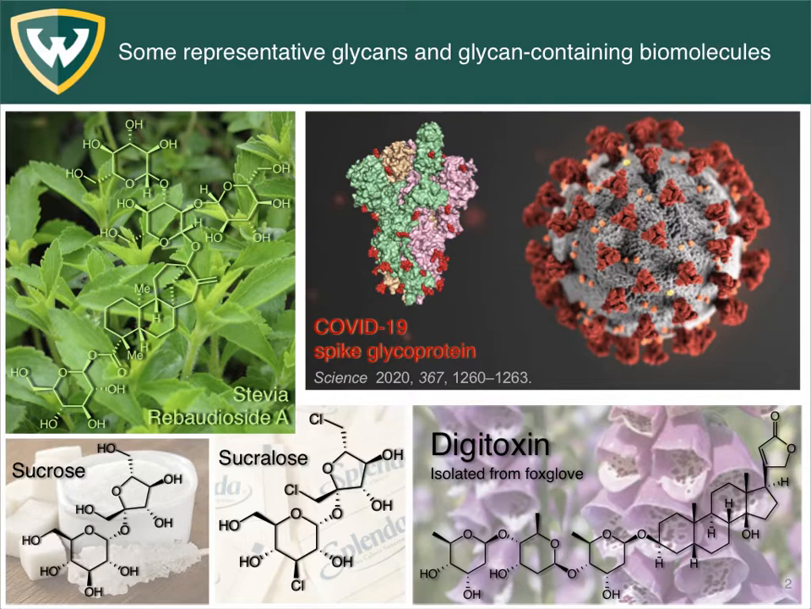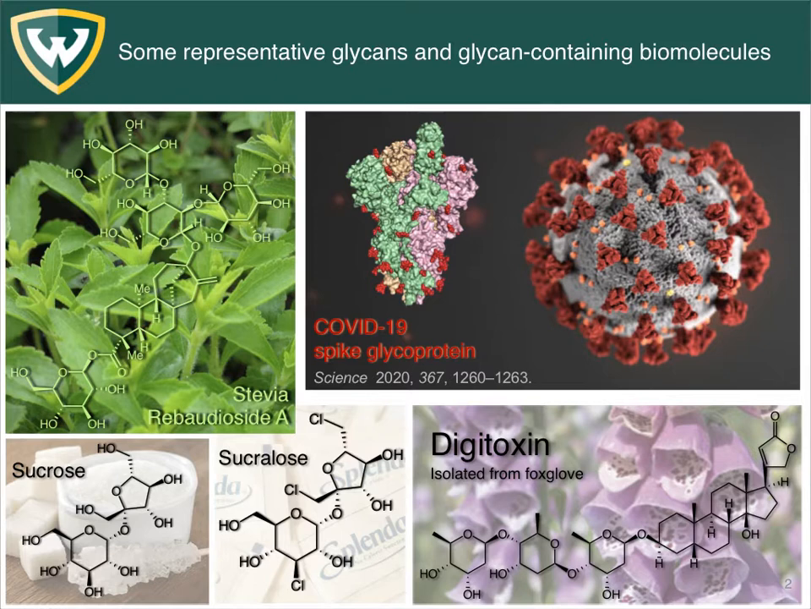On this slide, you can see a few examples of complex carbohydrates, ranging from sweeteners like sucrose, which is table sugar, sucralose, Splenda, and rebaudioside A, which is the natural product extract of stevia, the sweetener in stevia, all the way to digitoxin, which is a compound isolated from foxglove that has a steroid core and then a carbohydrate portion here. This molecule is used in cardiology to reduce pulse rate, regularize heart rhythm, and strengthen heartbeat.